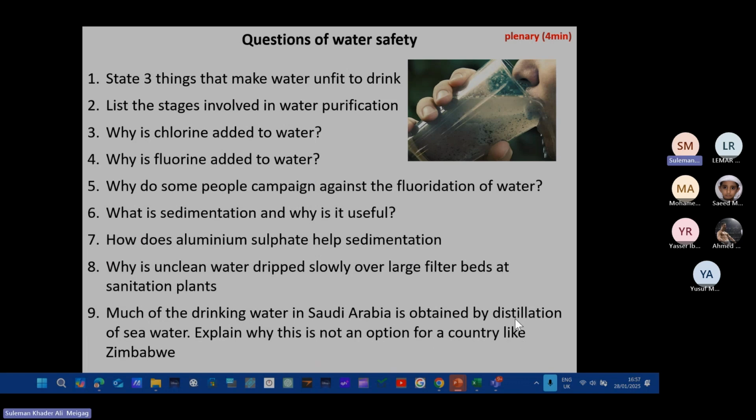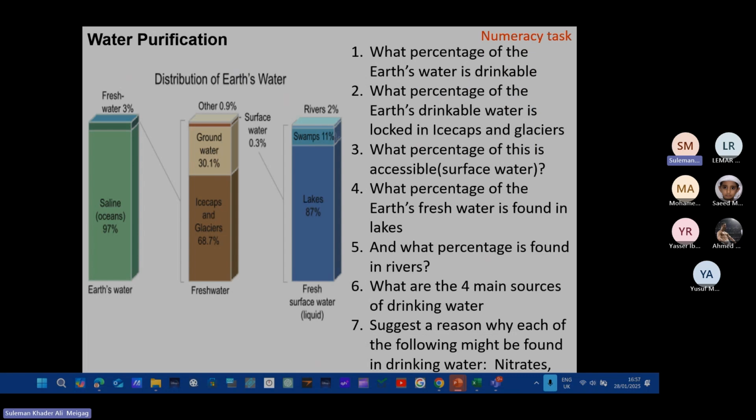Sometimes they do something new by distillation. Distillation means steam. Okay, you make it steam and then catch the steam and leave everything behind. So in Saudi Arabia, they do it by distillation. But it needs a lot of power, a lot of energy. Okay, remember, we only have 1% of fresh water on the earth. So it is important to clean the water.